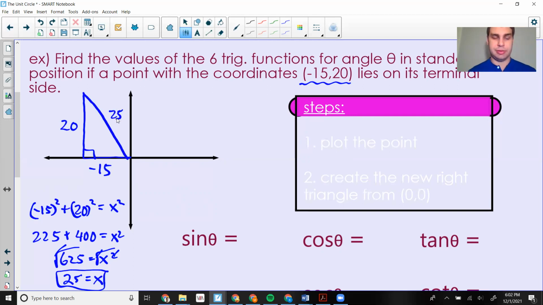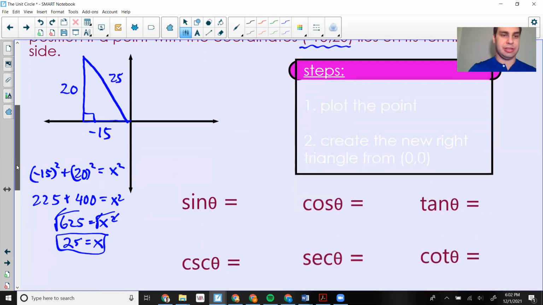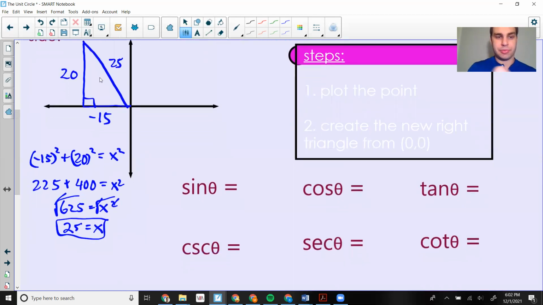Okay, once we know those, then it's really easy to fill in our sine, cosine, tangent, cosecant, secant, and cotangent based off of our triangle. Now, one thing that we need to mention here is that our thetas in each of these triangles we're going to make today are going to be the angle that's closest to our origin. So I'm going to put my theta right here, just so you don't confuse it with the other angle that it could be up there. It's always the one closest to the origin.